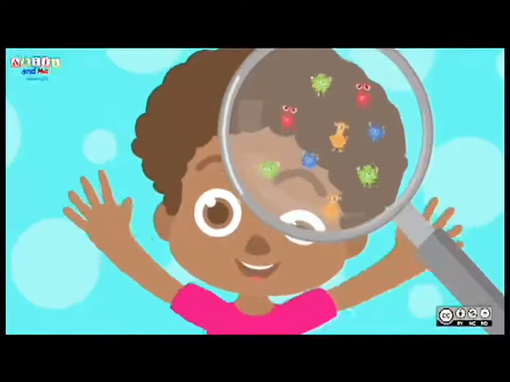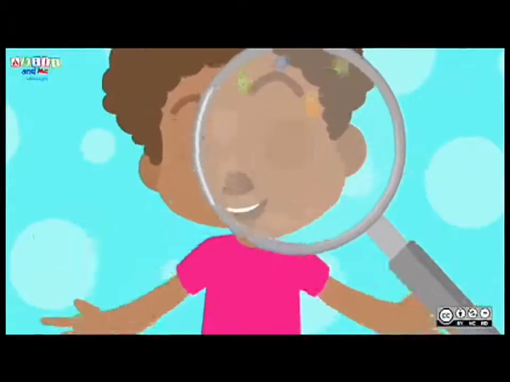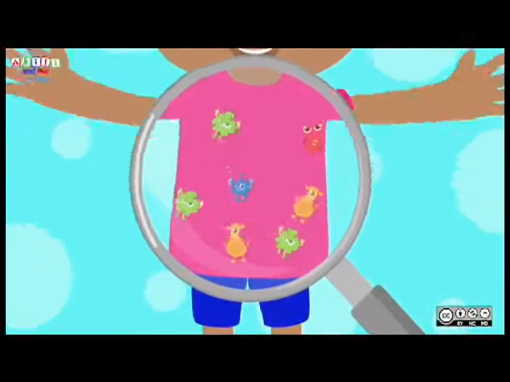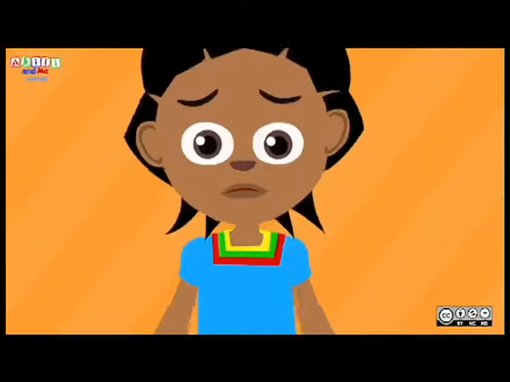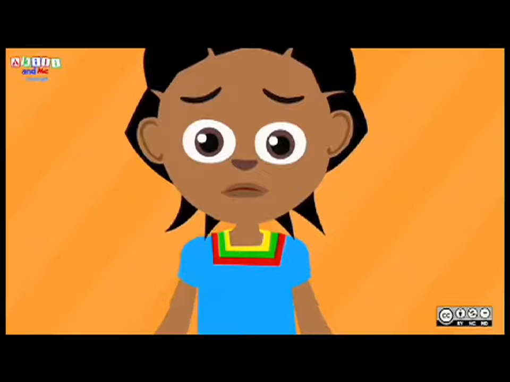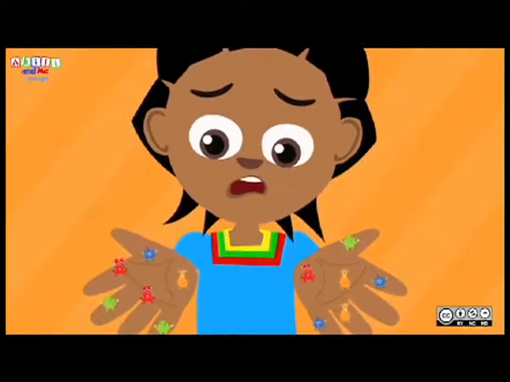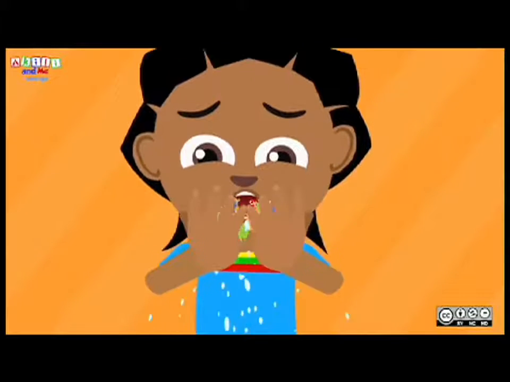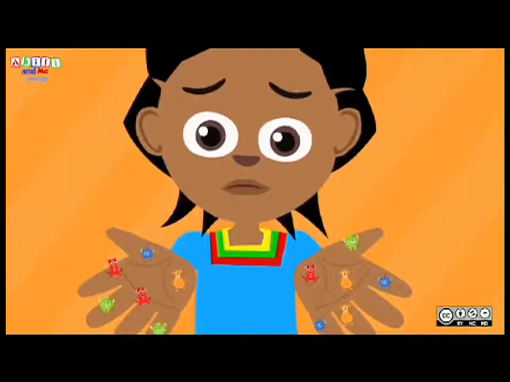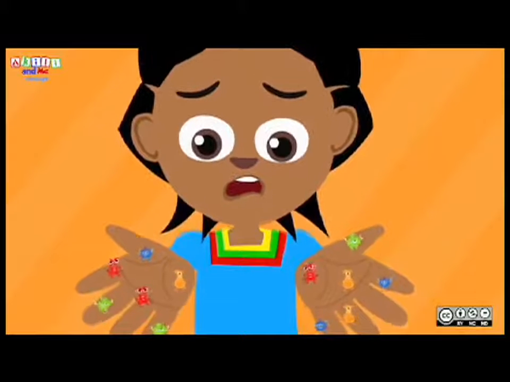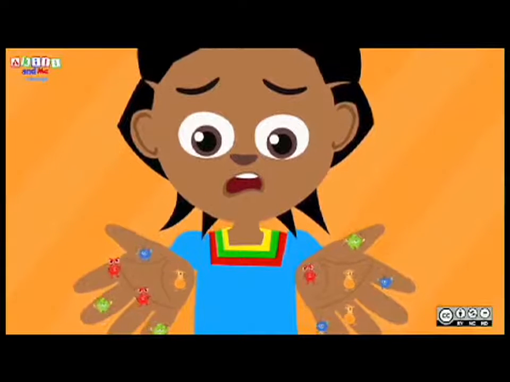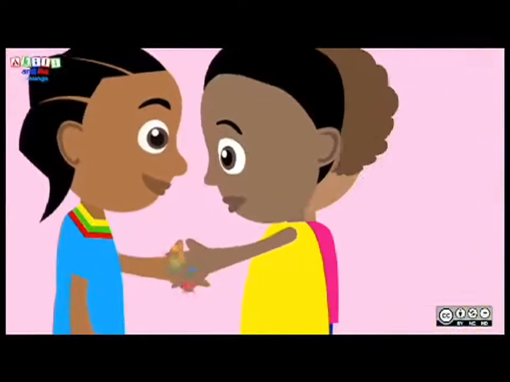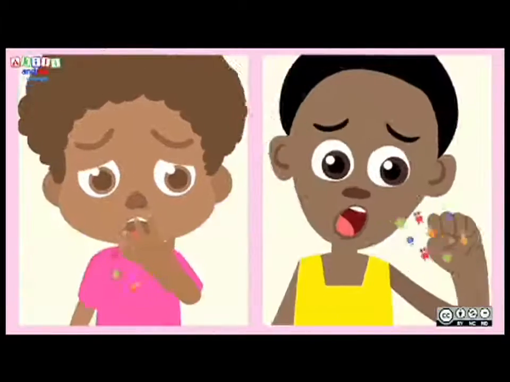Germs, germs, germs. They make us sick. Germs, germs, germs are not your friends. When you're sick, you sneeze. Achoo! When you're sick, you cough, cough, cough. And if you sneeze or cough on your hands, the germs stay alive on your hands and get passed on to your friends, and they'll get sick too.